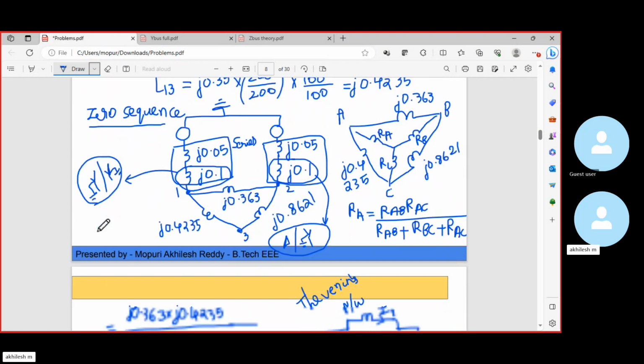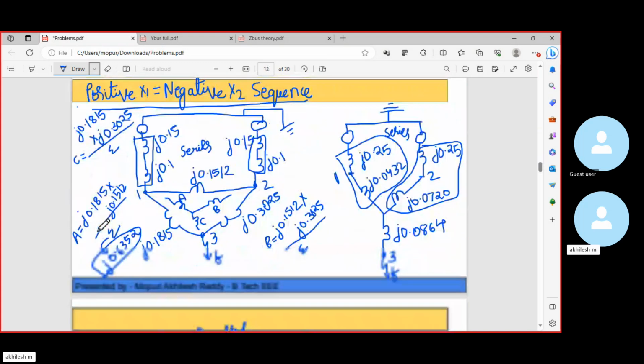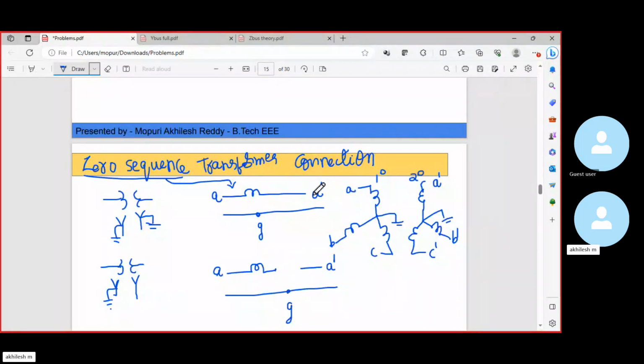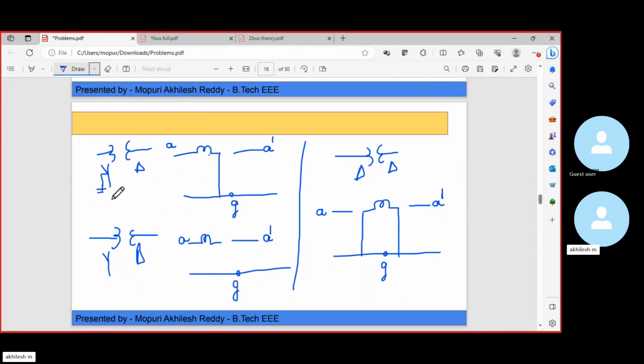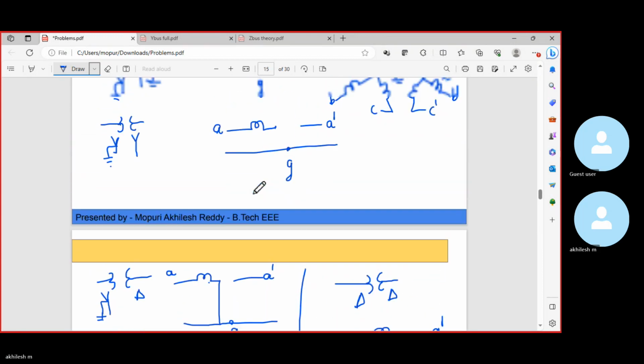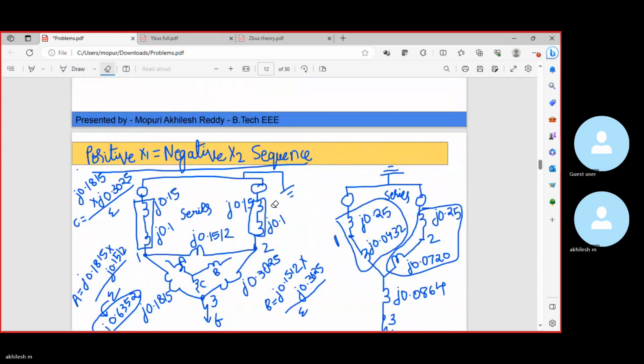So when both are star with neutral grounded, which case it comes to? Both are star with neutral grounded, first case. That is directly we can join, no issues with that. When one side is star with neutral grounded, another side it is connected to the delta. Then what is my equivalent circuit? This is my equivalent circuit. So here, not this case. Here it is correct only. This is positive sequence. We need to go to zero sequence.